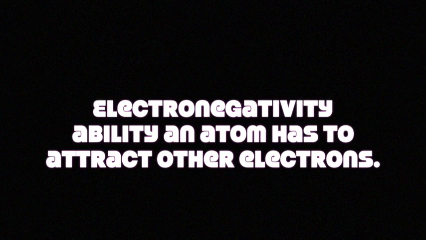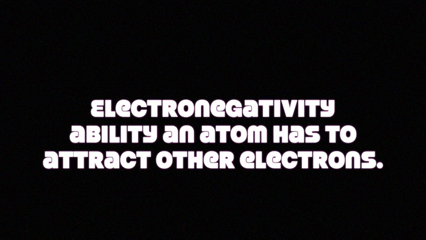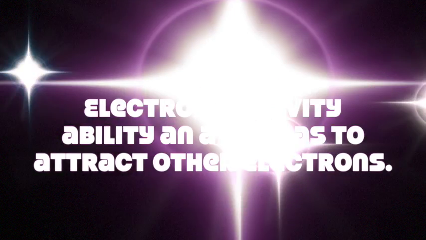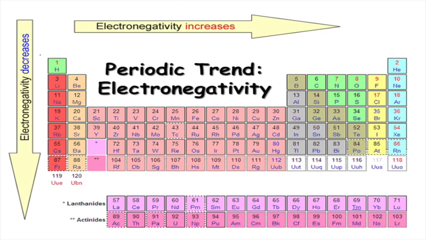The next trend is electronegativity. This is defined as the ability an atom has to attract other electrons. As you move down a group on the periodic table, the electronegativity of an atom will decrease because the increased amount of energy levels puts the outer electrons very far away from the pull of the nucleus. Electronegativity increases as you move from left to right across a period because there are more positive protons in the nucleus, which creates a stronger pull on the negative electrons in the outer shell. A major exception to this trend are noble gases.